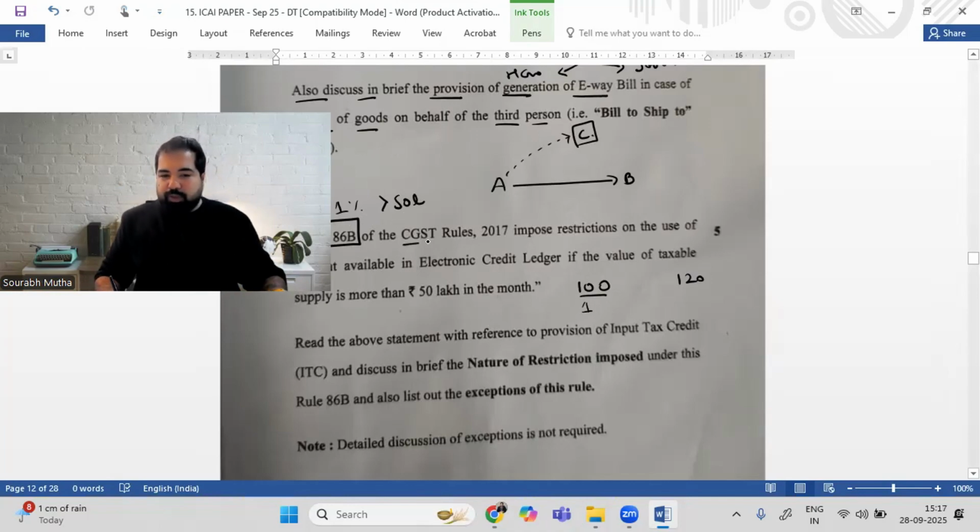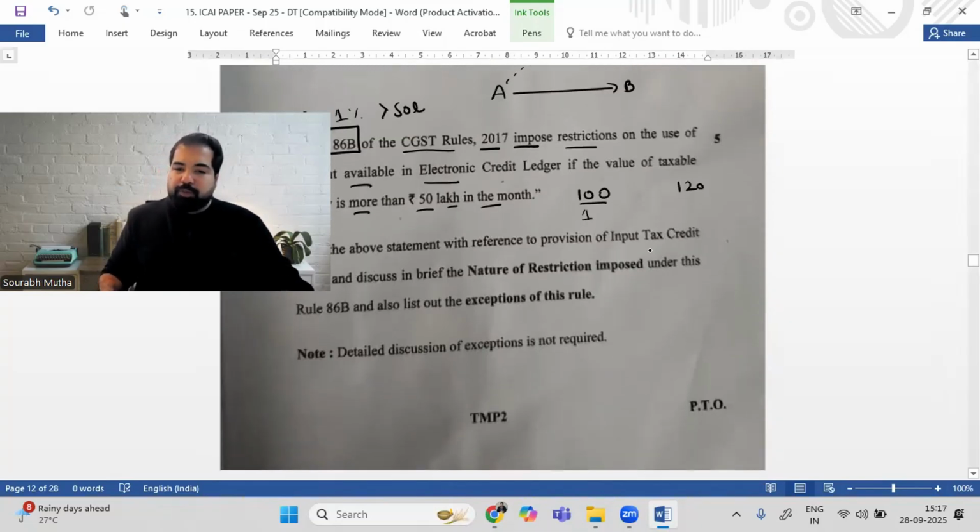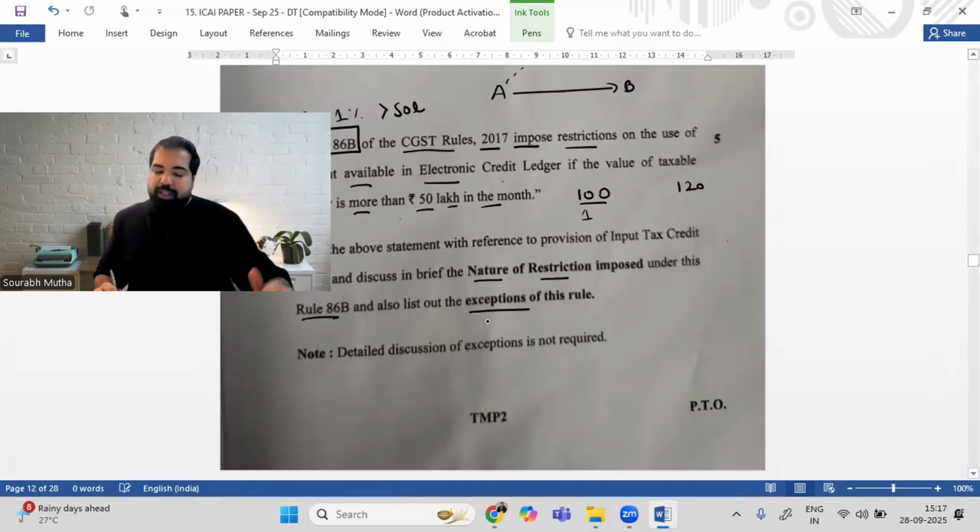So Rule 86B of the CGST Rules 2017 imposed restriction on the use of amount available in the credit ledger, if the value of taxable supply is more than 50 lakh in the month. Absolutely right. Read the above statement with reference to the provision of the input tax credit and discuss the nature of restriction imposed under this rule and also list out the exceptions. What is the nature of restriction imposed?